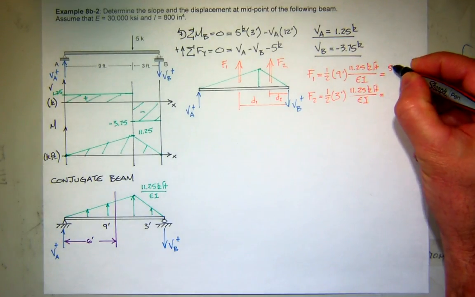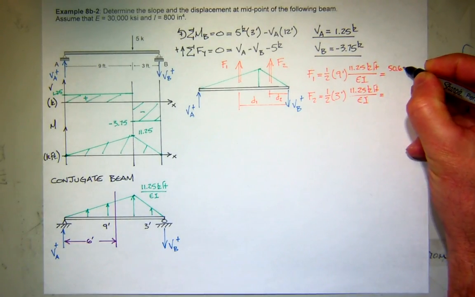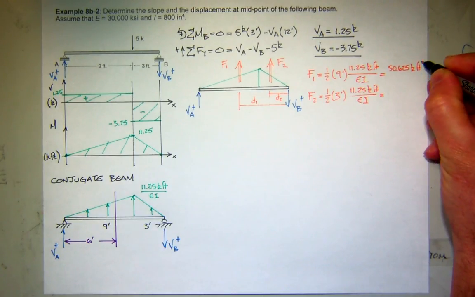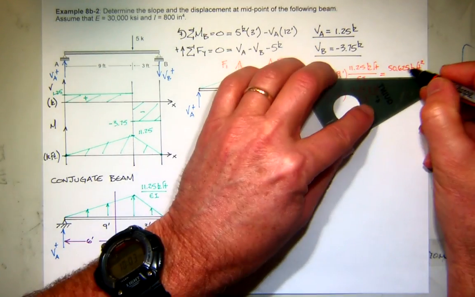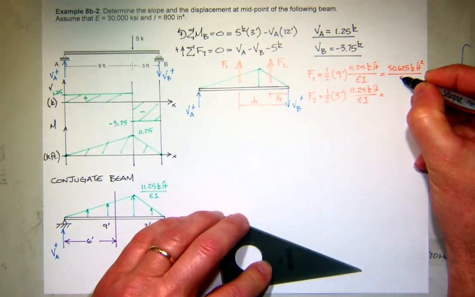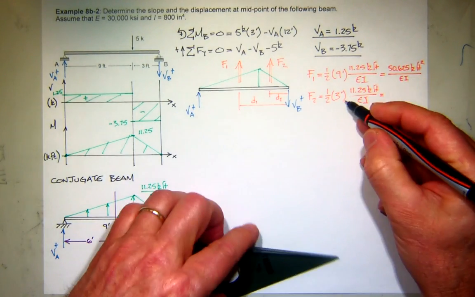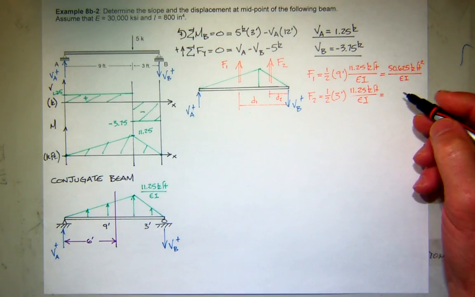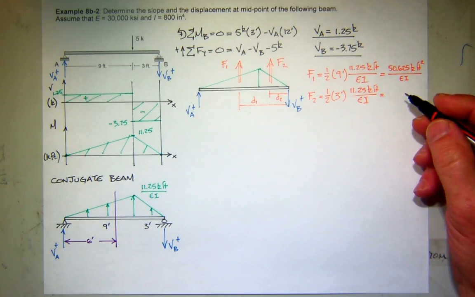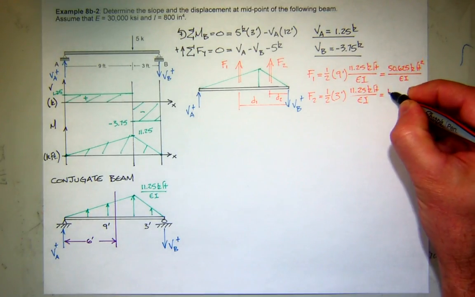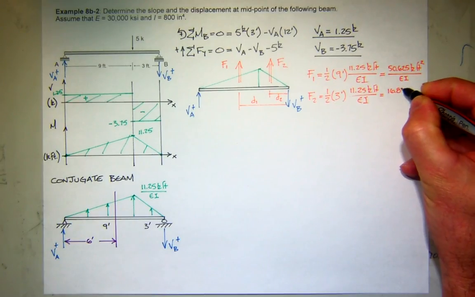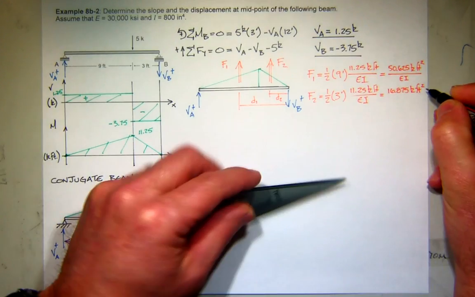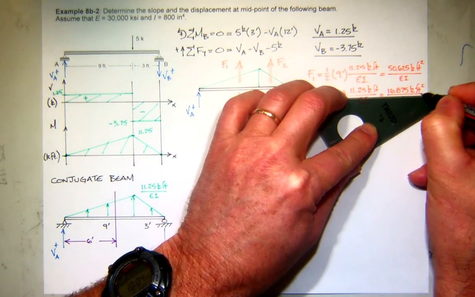Okay, so 50.625. I don't usually like to carry so many decimal places, but I will since that seems to be pretty accurate. And that's going to be kip feet squared divided by EI. And I guess this one's going to be a third of that. What's that number? 16.875. Is that confirmed? 16.875? Cool. 16.875. And that again is going to be kip feet squared over EI.